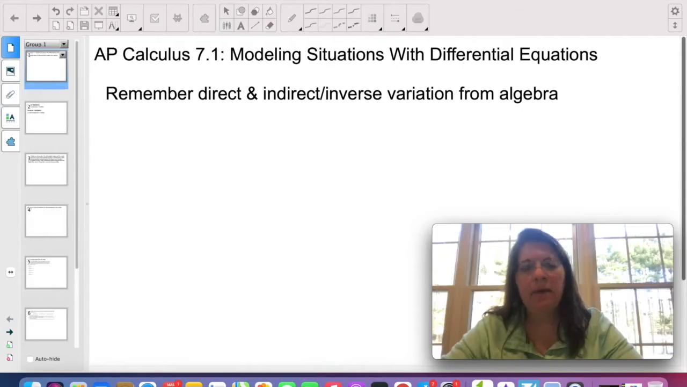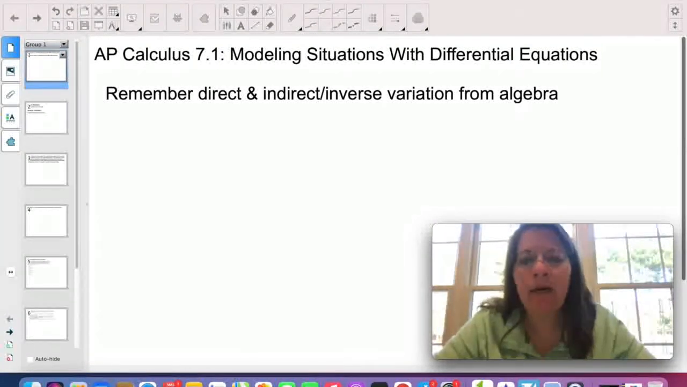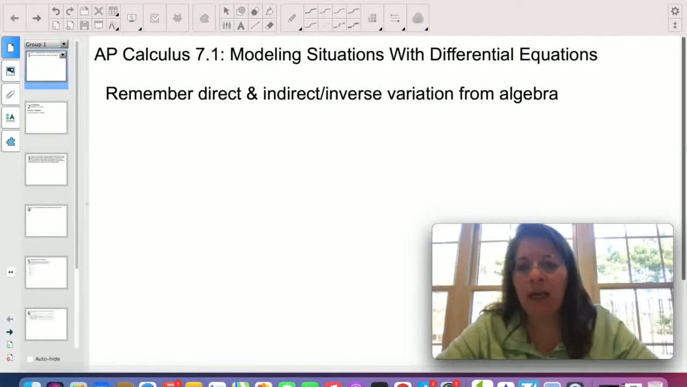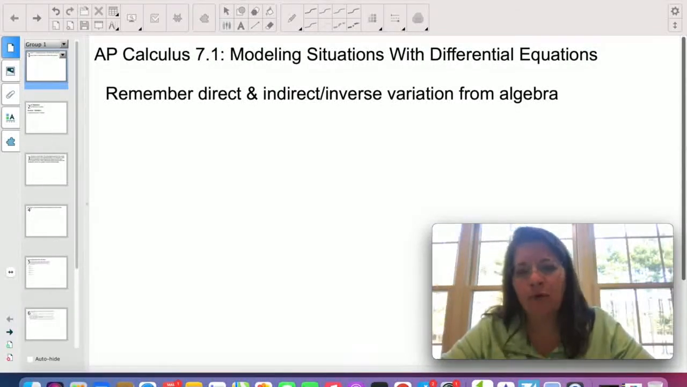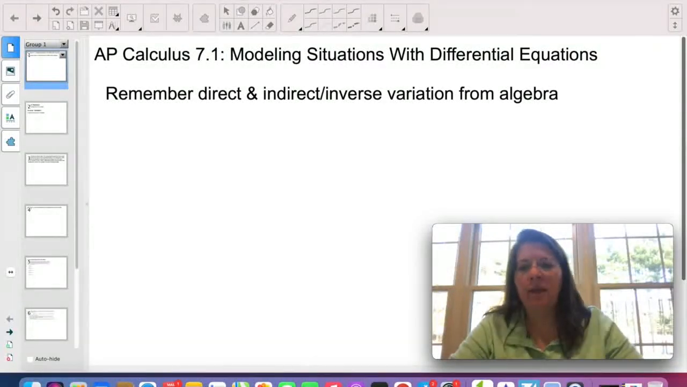This is AP Calculus 7-1, Modeling Situations with Differential Equations. And in this lesson, we just have to remember what it was that we dealt with when we did direct and indirect or inverse variation. The problems are going to say something like, one situation is directly proportional to another situation, or something is inversely proportional to another situation. So we're using inverse and direct variation for these.